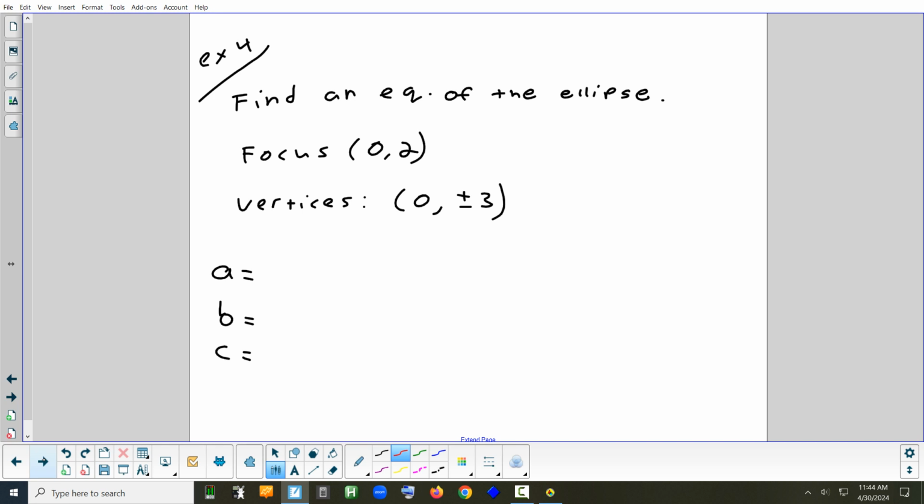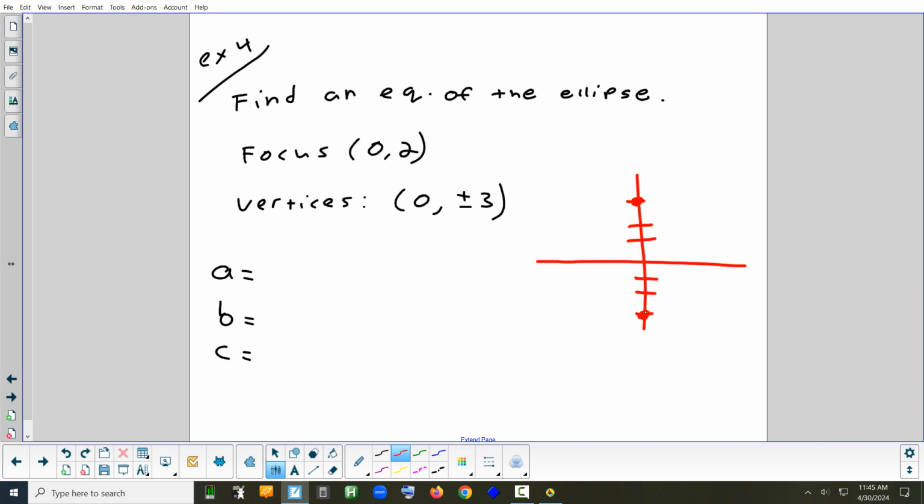A is 3 because the distance between the vertices is 6, so you just divide that by 2. And yeah, you could figure out, because you know you have a vertex at 0, 3, and you know you have a vertex at 0, -3. The definition of the center is it is the halfway point between the vertices. So the midpoint of those two is 0, 0. So yes, we do know the center is 0, 0.